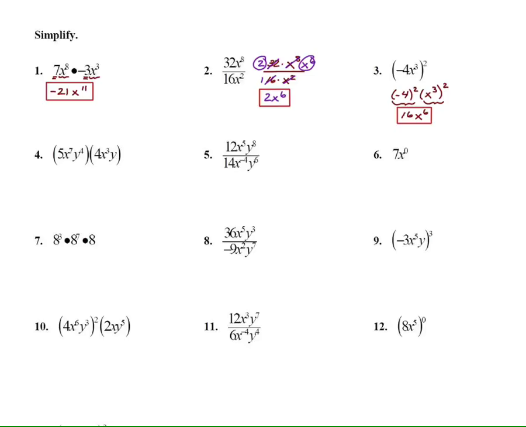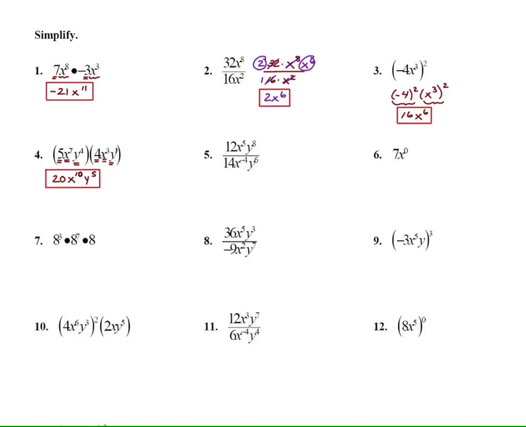Number 4, 5x to the 7th, y to the 4th, times 4x cubed y. Really, you're going to multiply the number parts and the common variable parts. So 5 times 4 is 20. X to the 7th times x to the 3rd is x to the 10th. Y to the 4th times y would be y to the 5th. You don't have to write them all out or show a bunch of work, as long as you remember when you multiply x to something times x to something, you add the exponents, and the same for y.